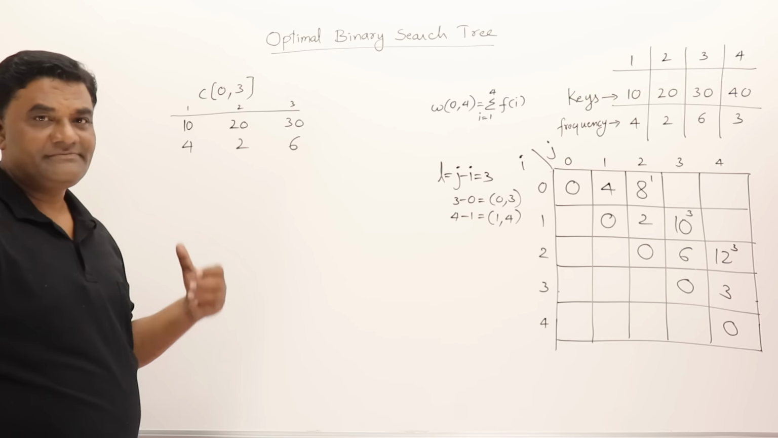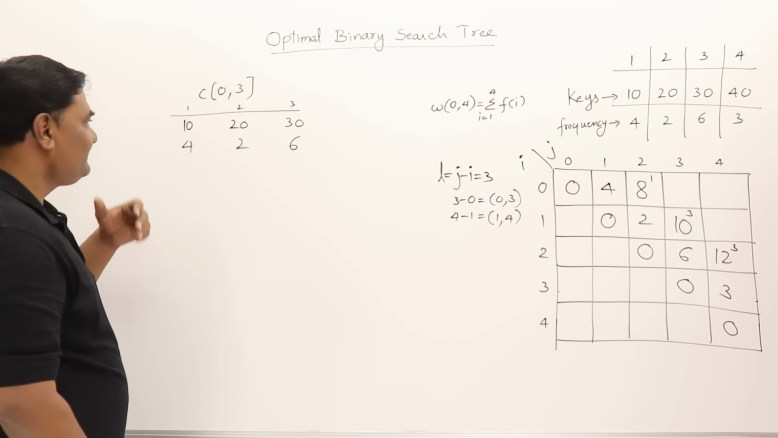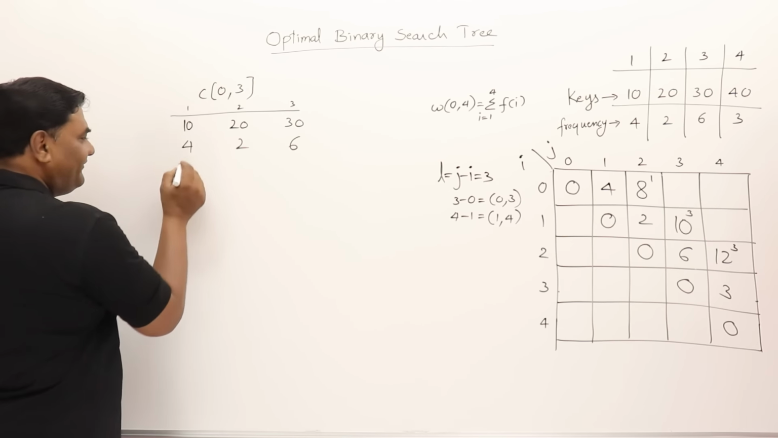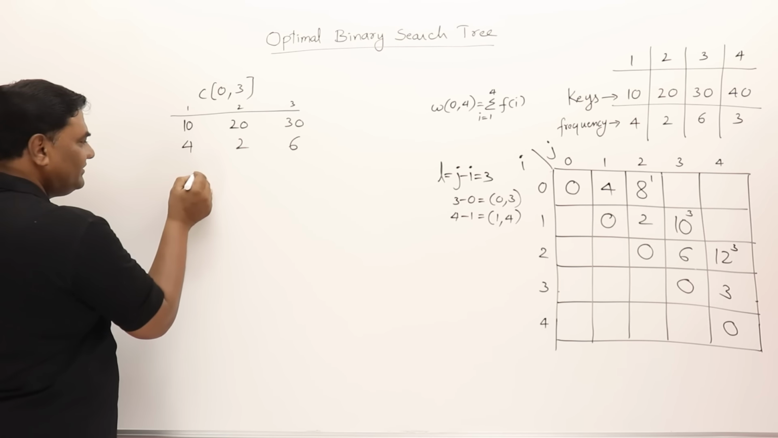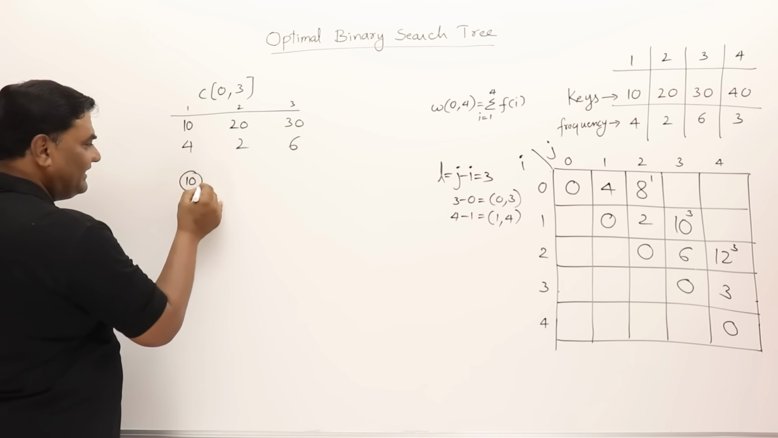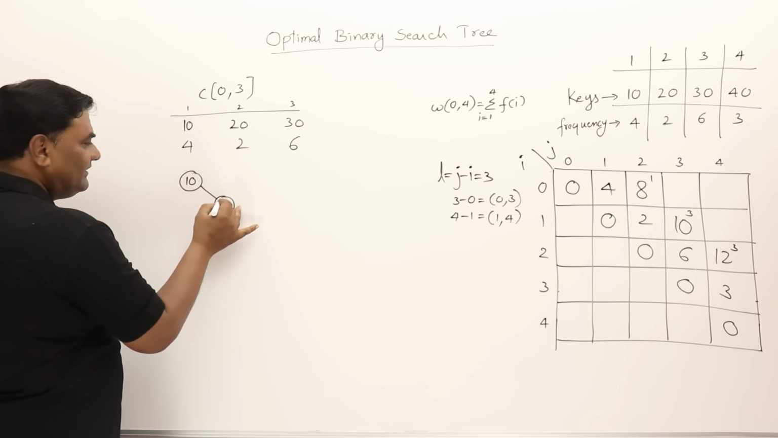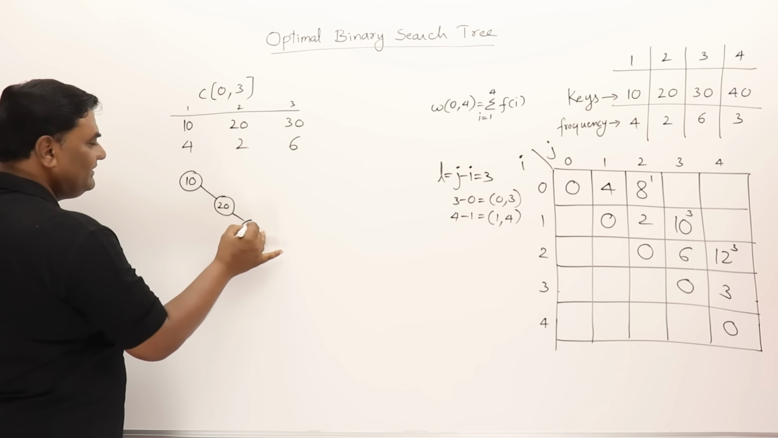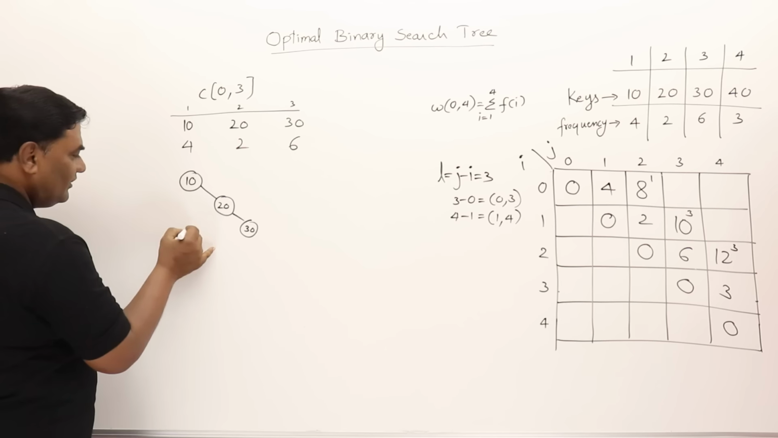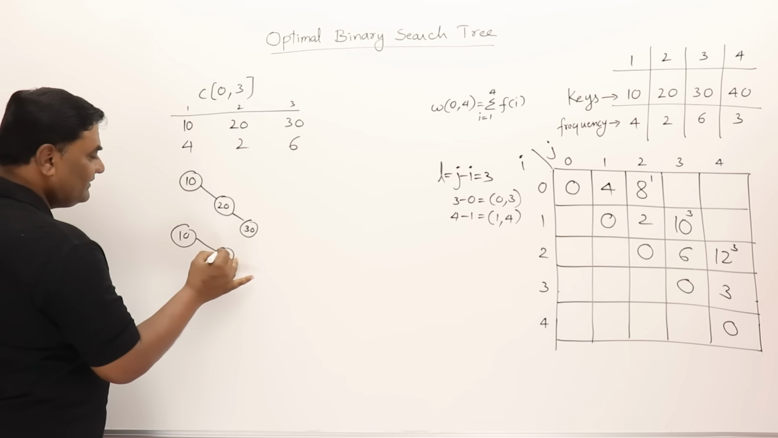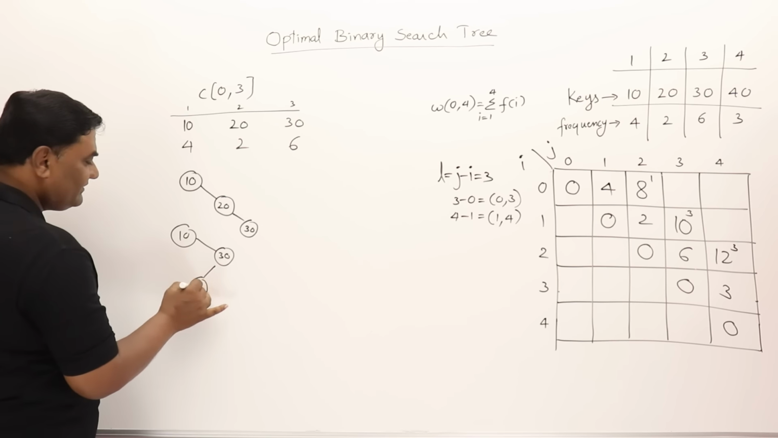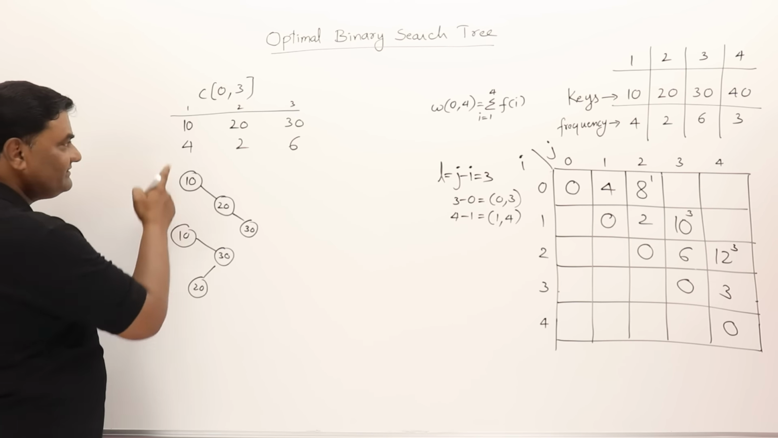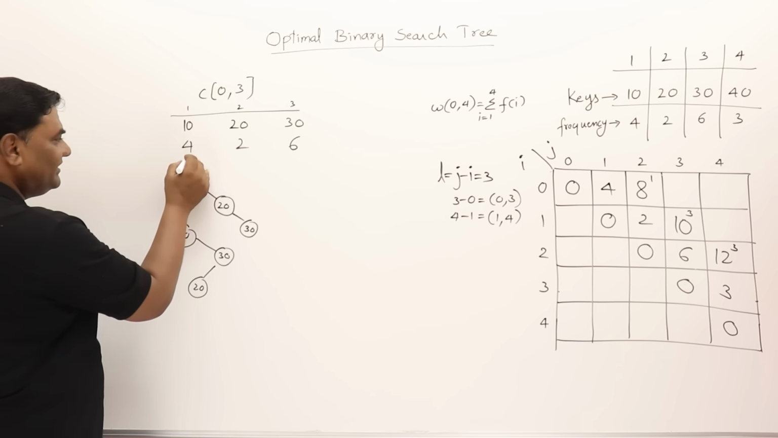Now what are the trees possible with these 3? If I take 10 as a root, then on this side I can get 20 and 30. This is one possibility. Or 10 as a root, then 30 and 20. This is another possibility. Just 10 as a root. So 10 is 1 as a root, right?